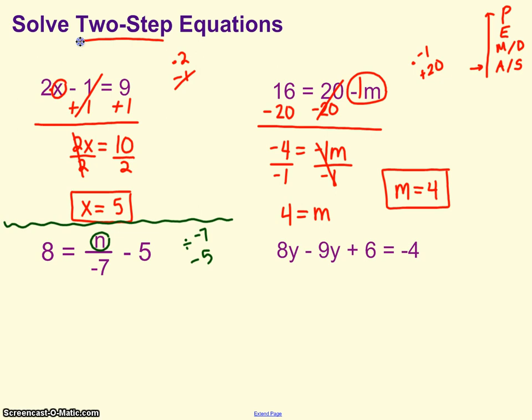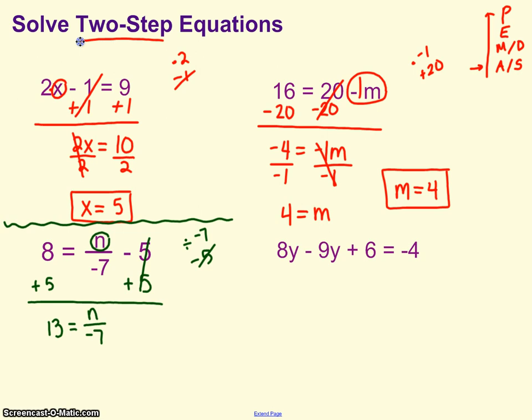So which one of those should we undo first? Always start with the addition or subtraction first. The opposite of subtracting 5 is adding 5. So I'm going to add 5 to both sides. 8 plus 5 is 13. Bring down your equal sign. You still have your n over negative 7. And then your negative 5 plus 5 is 0, so that cancels. Alright, so we took care of our subtracting 5.